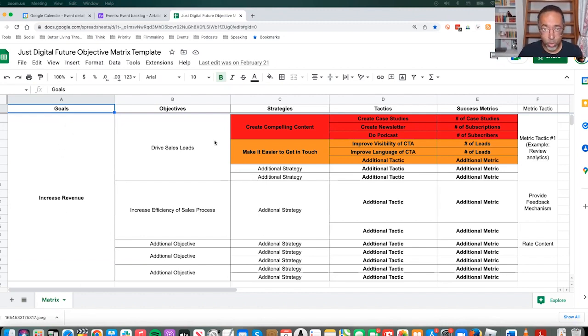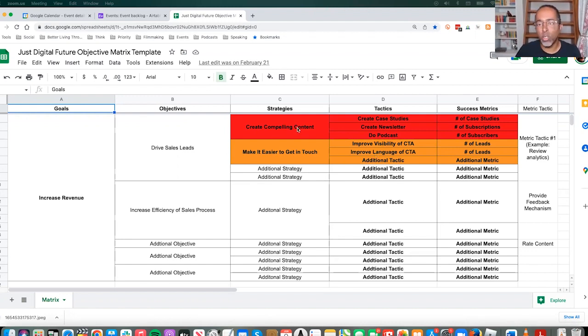The next column over is objectives, and it's basically asking, okay, how are you going to increase revenue? We're going to drive sales leads, or we're going to increase the efficiency of the sales process. Great. Next column over is strategies, which asks, how are you going to drive sales leads? We could create compelling content, or we could make it easier to get in touch. The next column over is the tactics, the specific, concrete things you're going to do.